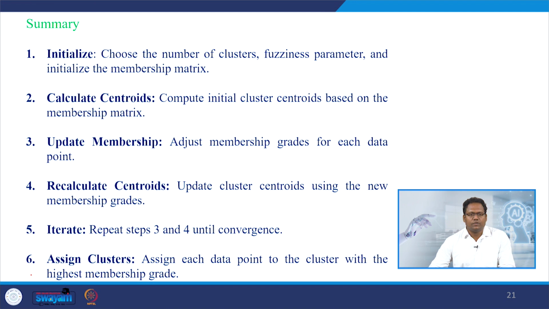recalculate centroids, and fifth step iterate, repeat steps 3 and 4 until convergence, which means a change in centroids and the membership matrix entries can be almost equal to 0. And finally, assign clusters, assign each data point to the cluster with the highest membership grade.